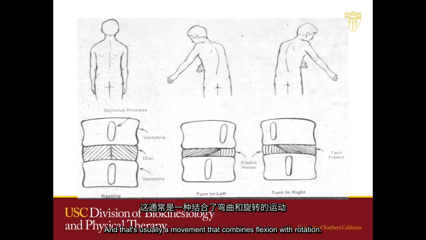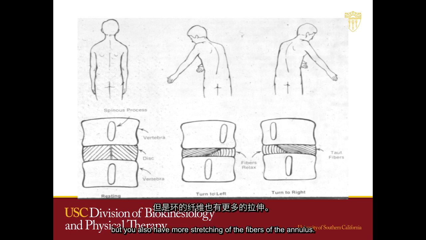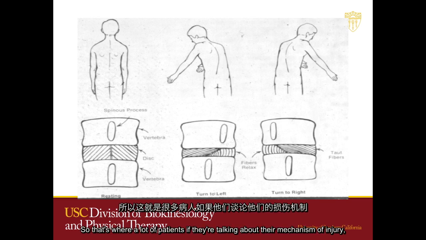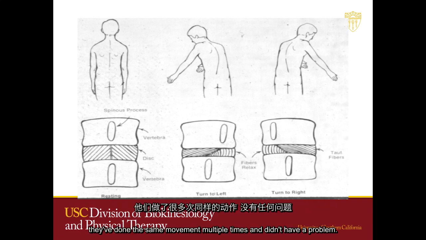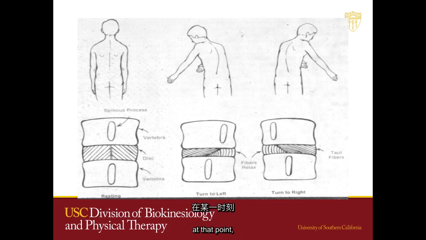And that's usually a movement that combines flexion with rotation, and that's the situation where the annulus is actually at its weakest. So you have compression of the nucleus, but you also have more stretching of the fibers of the annulus. That's where a lot of patients, if they're talking about their mechanism of injury, are going to talk about the fact that they were bending and maybe doing a little bit of twisting. And maybe they've done the same movement multiple times and didn't have a problem. But unfortunately, at that point, the muscles that stabilize were weak, possibly even the tissue within the disc was weak, and so therefore we get that disc injury.